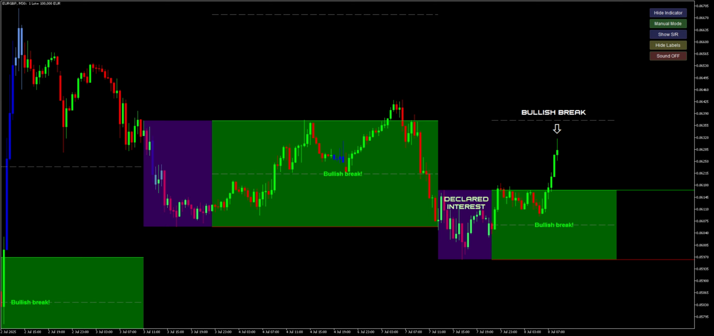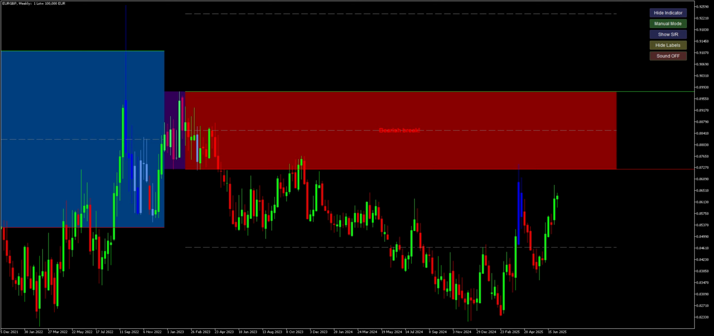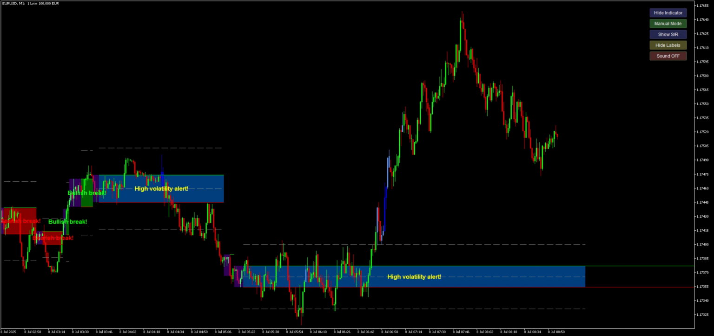Breakout to the upside, the zone turns green, bullish trend. Breakout to the downside, the zone turns red, bearish trend. Breakout in both directions, the zone turns blue, market seeking direction, increased volatility.